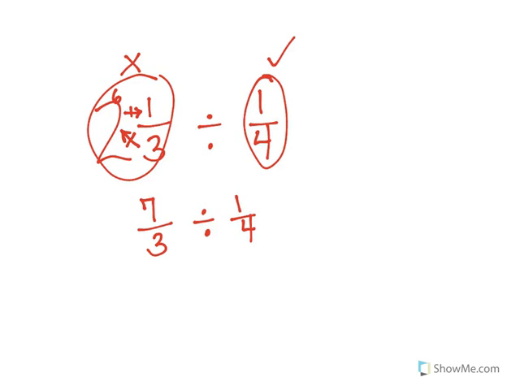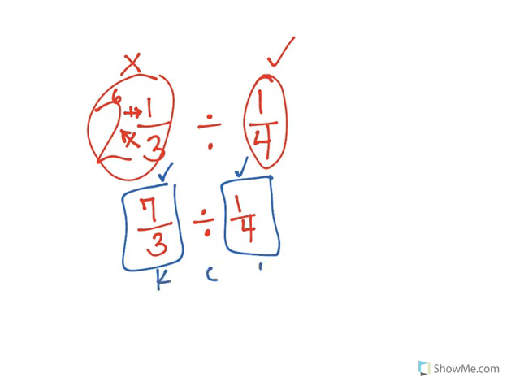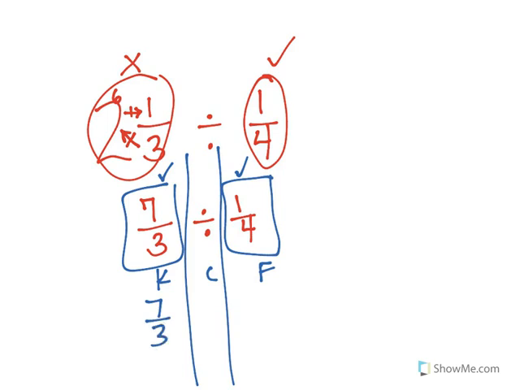Guys, I cannot stress this enough. You cannot keep, change, flip anything until they first look like fractions. This is a fraction, check. Fraction, check. Now we can keep it, change it, flip it. All right, let's go. 7/3 stays the same. We're going to keep it. We're going to change division to multiplication, and we're going to flip, or the reciprocal of 1/4 is 4/1. All right, let's go. 7 times 4 is 28. 3 times 1 is 3.